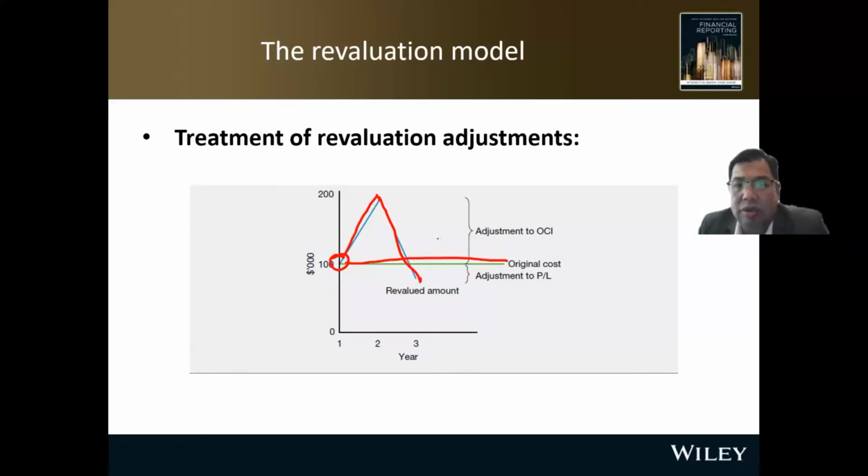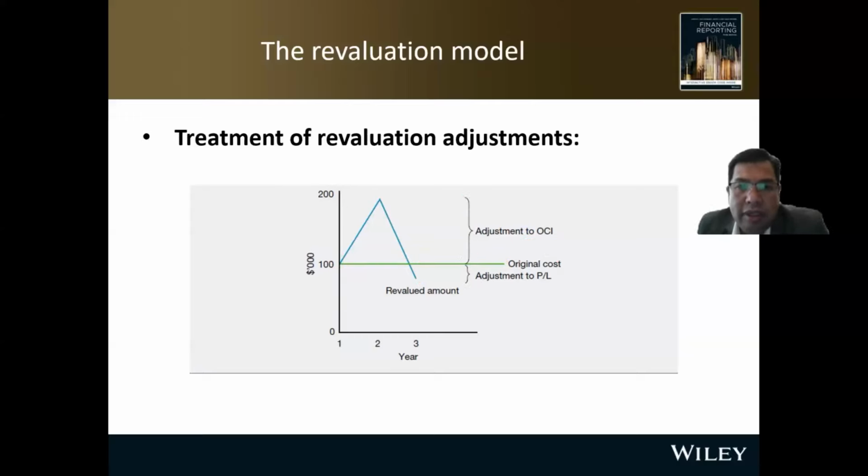This is the original cost. Okay. So in that case, for example, the loss in this value, this part, we must adjust to our other comprehensive income, or any additional loss below the original cost must be recognized in the profit and loss. This is the difference. Let me explain again.